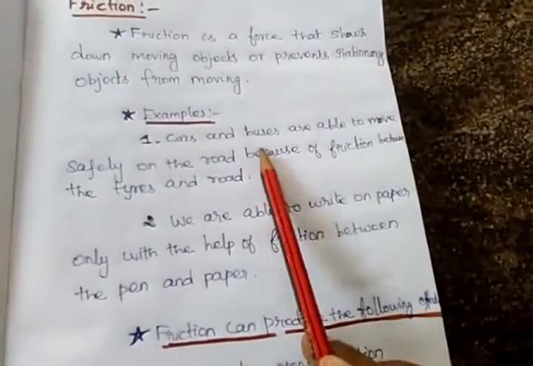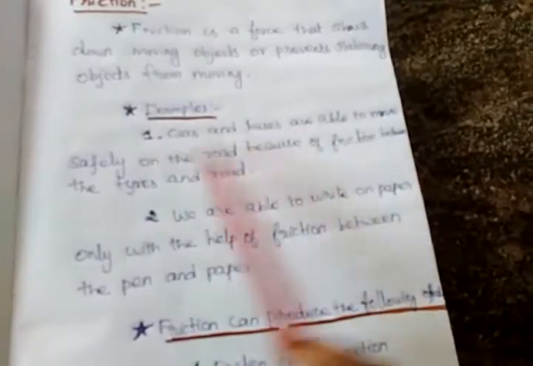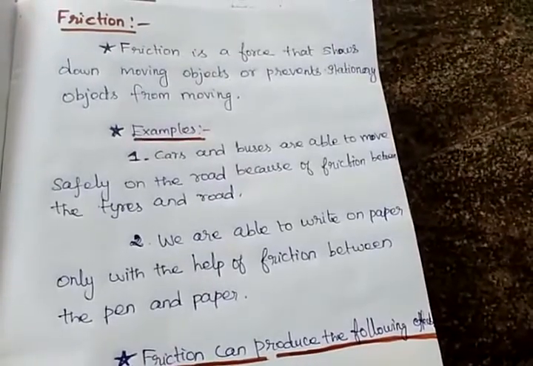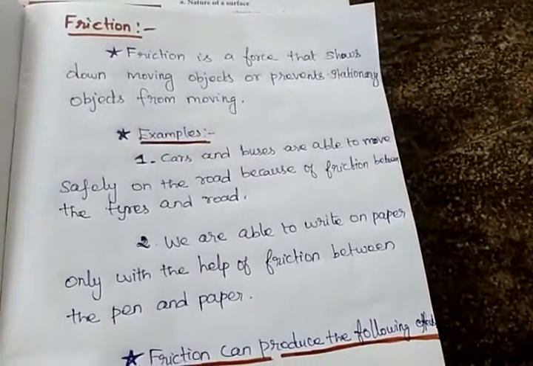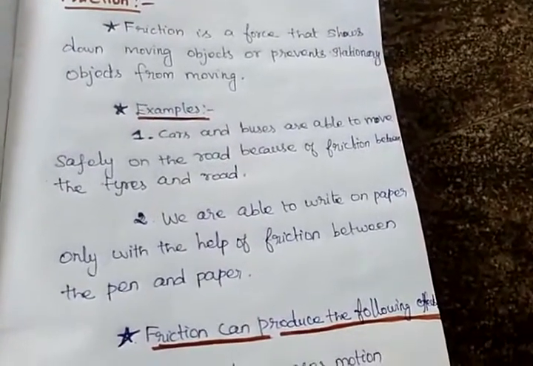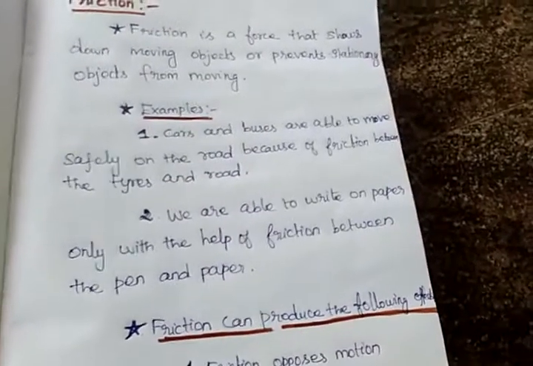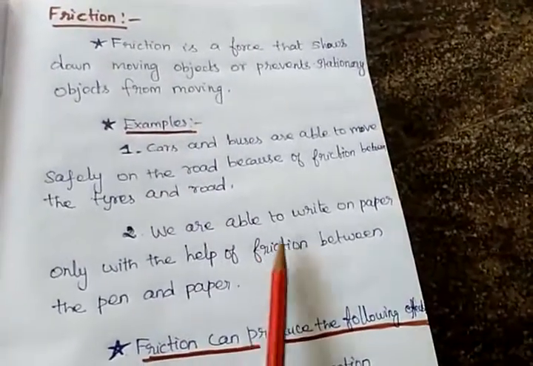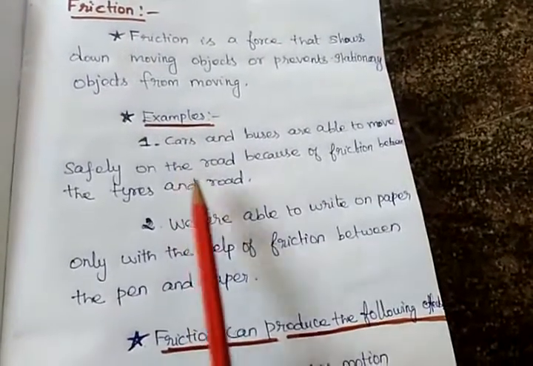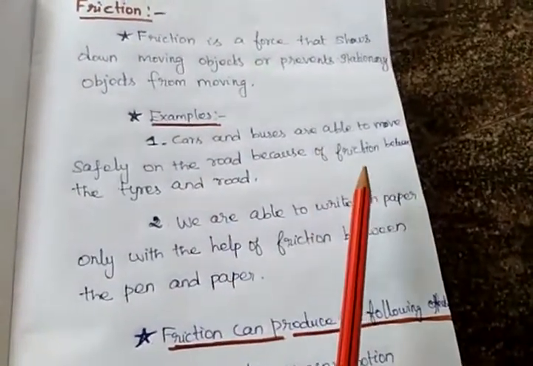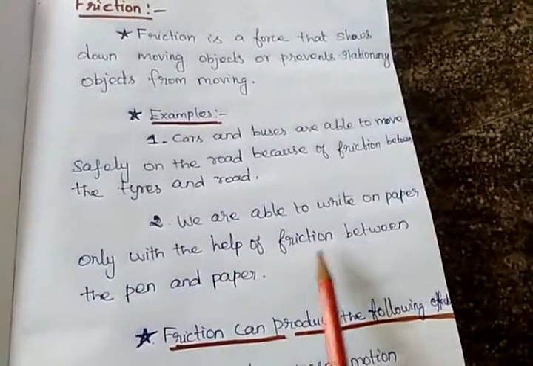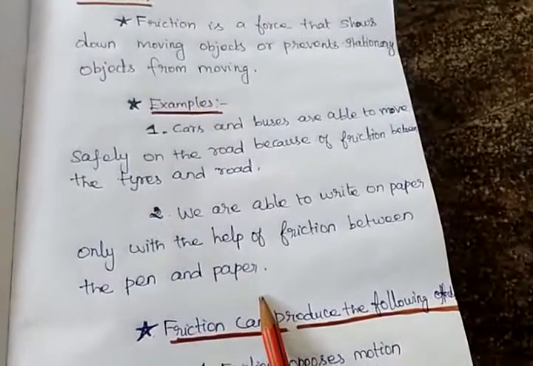Cars and buses are able to move safely on the road because of friction between the tires and road. We are able to write on paper only with the help of friction between pen and the paper. Here we see the friction between the tires and road. Here we see the friction between pen and the paper.